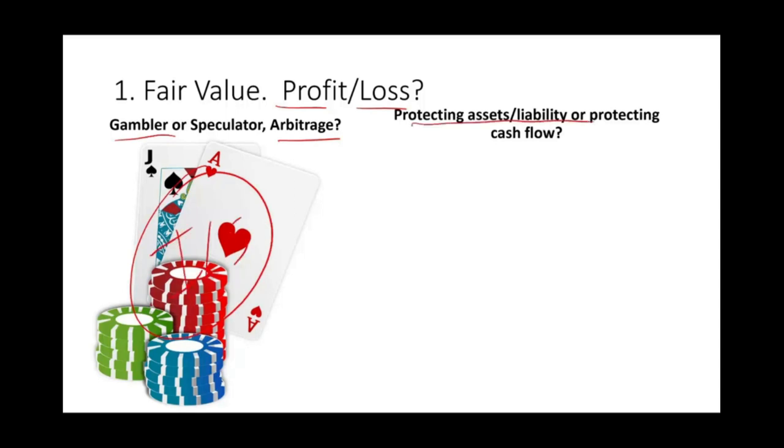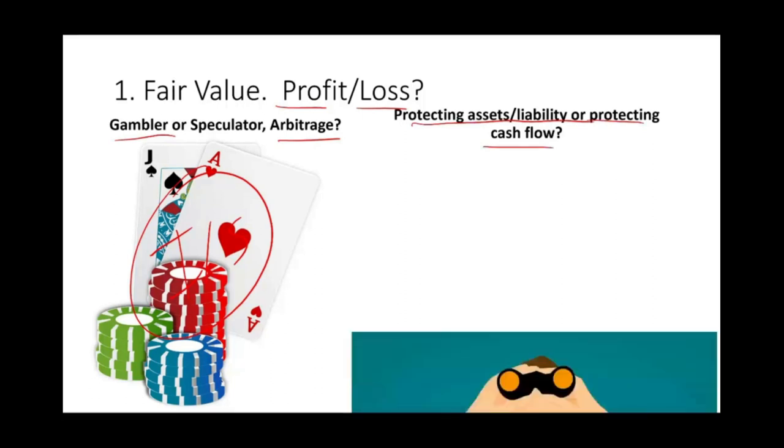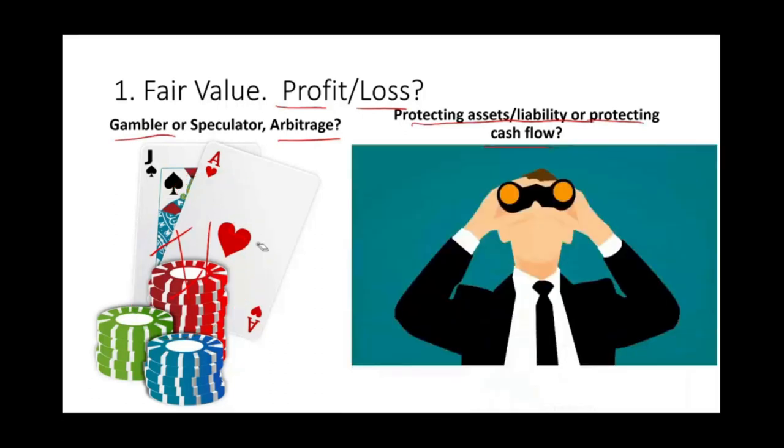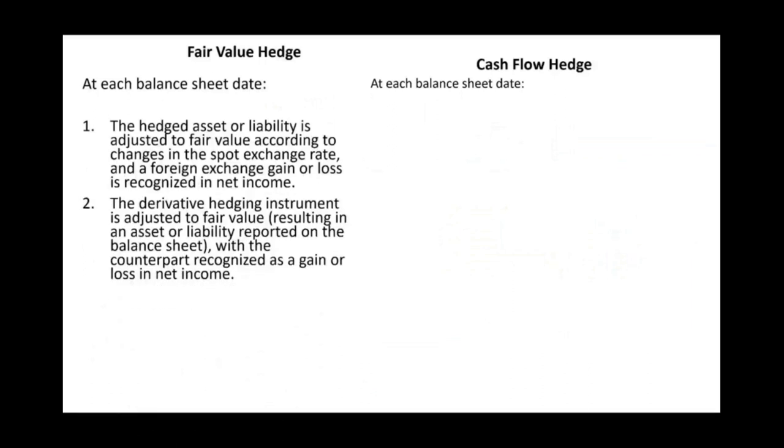If you are protecting your assets or liabilities or protecting your cash flow, basically looking into the future to see how you can protect your asset, then under those circumstances, you would either treat the hedge as a fair value hedge, which will go on the income statement, any fair value changes, or you would treat it as a cash flow hedge, which will go into OCI. In this session, we will focus on the OCI. If you recall from the prior session, we looked at the journal entries. We just looked at the fair value. I'm not going to go over this today. I'm going to go over the cash flow hedge.